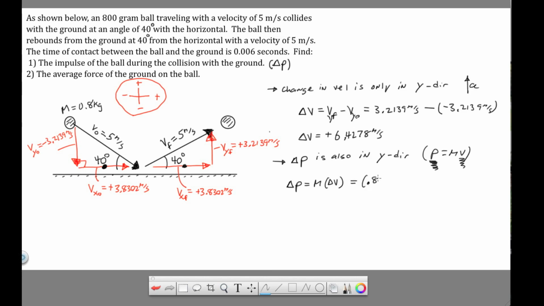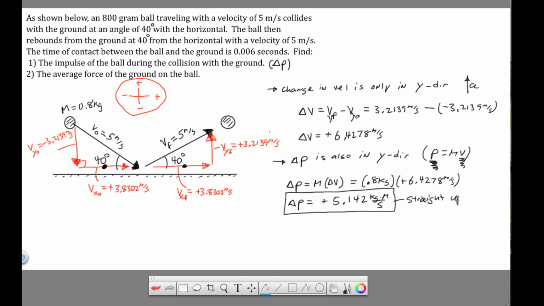So our mass is 0.8. We figured out that the change of velocity is positive 6.4278. And this gives us an impulse, or a change in momentum, of positive 5.142 kilogram meters per second. And that's directed straight up in the y direction. Straight upward. The change of momentum is straight up.